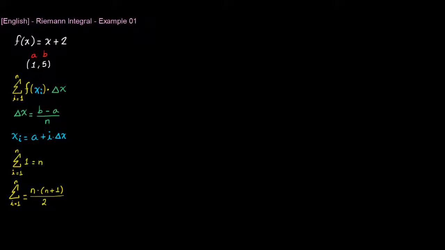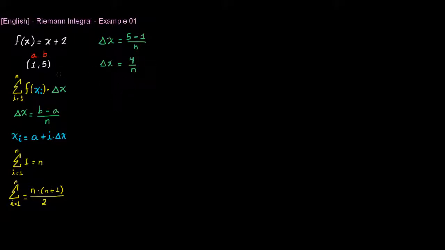Now the second thing we've got to do is find the value for delta x. So let's solve this out. Delta x is equal to b minus a over n. In this case, it would be 5 minus 1 over n. So delta x is going to be equal to 4 over n.